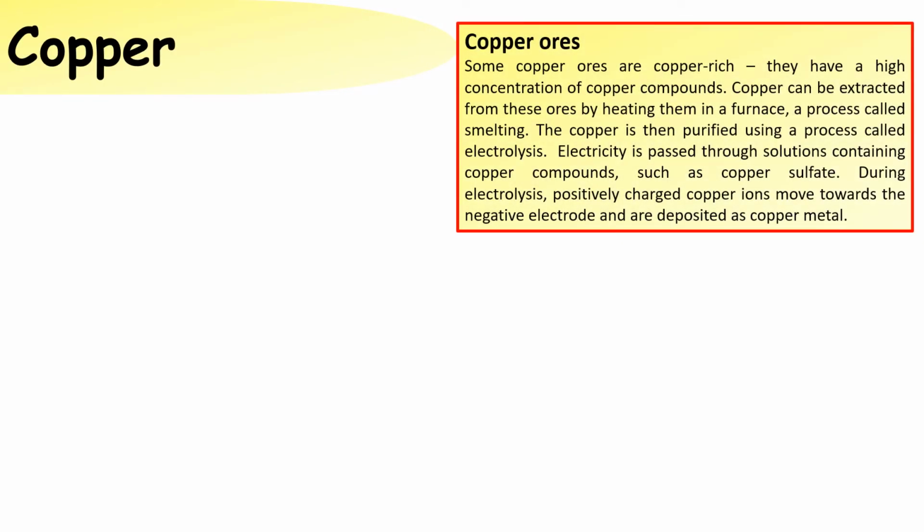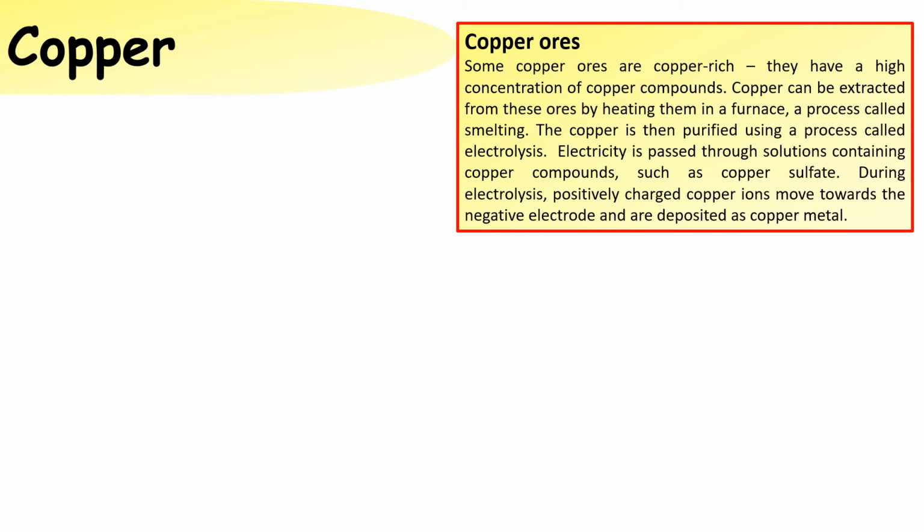Some copper ores are rich in copper. They have a high concentration of copper compounds such as copper sulfate or copper oxide. Copper can be extracted from these ores by heating them in a furnace in a process called smelting. The copper is then purified using a process called electrolysis. Electricity is passed through a solution of copper compounds such as copper sulfate.